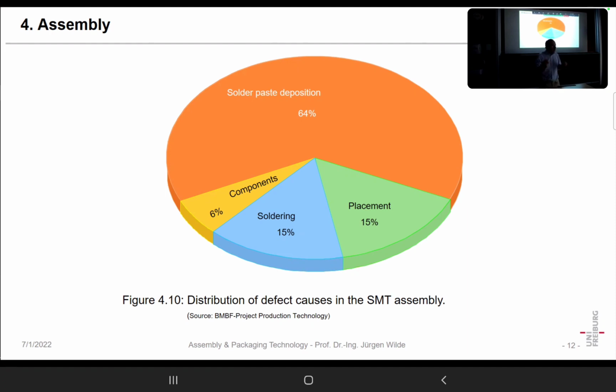But the components and the boards, where we previously thought they are the main concern, they were not a real problem anymore. 6% of all soldering defects we found afterwards were a result of non-solderability of components. The soldering process itself accounted for 15% of all defects. Pick and placement is also sometimes a problem, because also a pick and place automat can make a mistake.